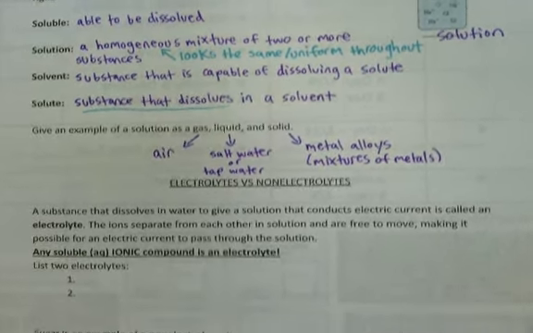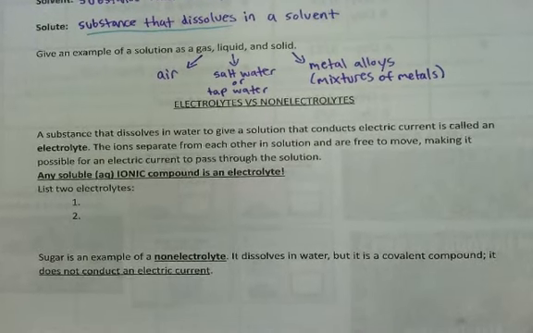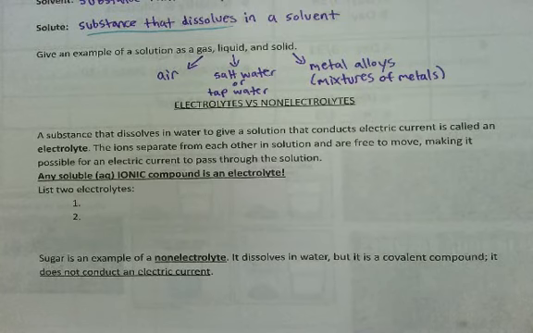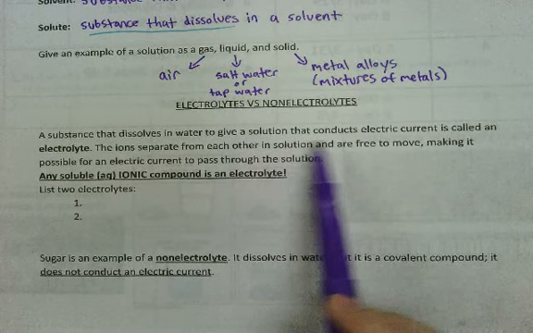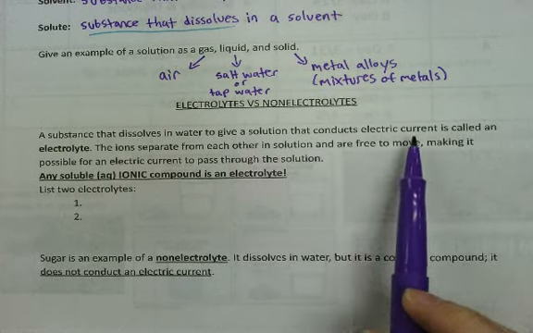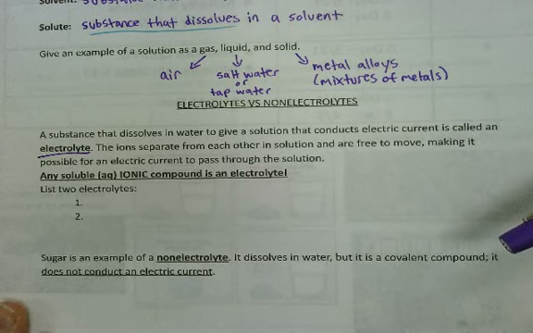So with that vocabulary and those examples under our belt, we're going to go ahead and talk a little bit about electrolytes versus non-electrolytes, because these also have to do with solutions. So the first thing we're going to talk about is electrolyte. This is a substance that dissolves in water to give a solution that conducts electrical current. So this electrolyte is something that will dissolve in water and give us an electrical current.